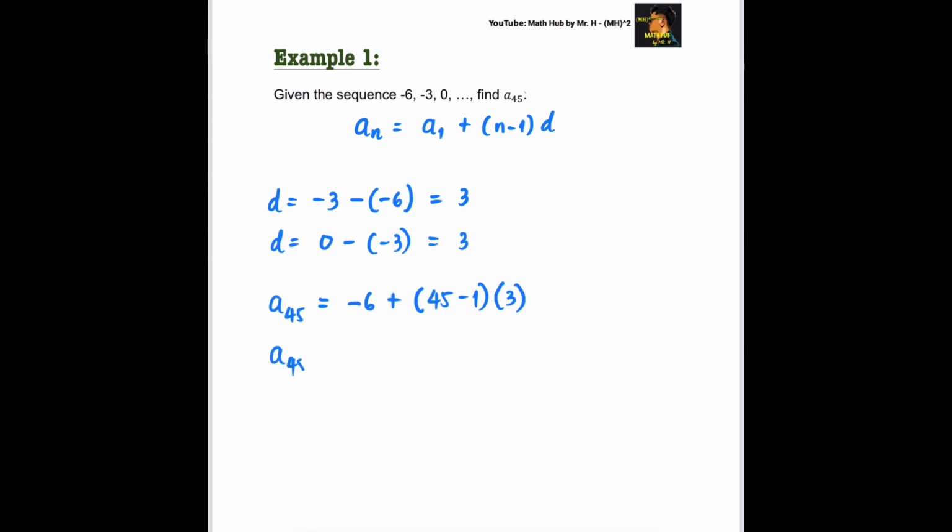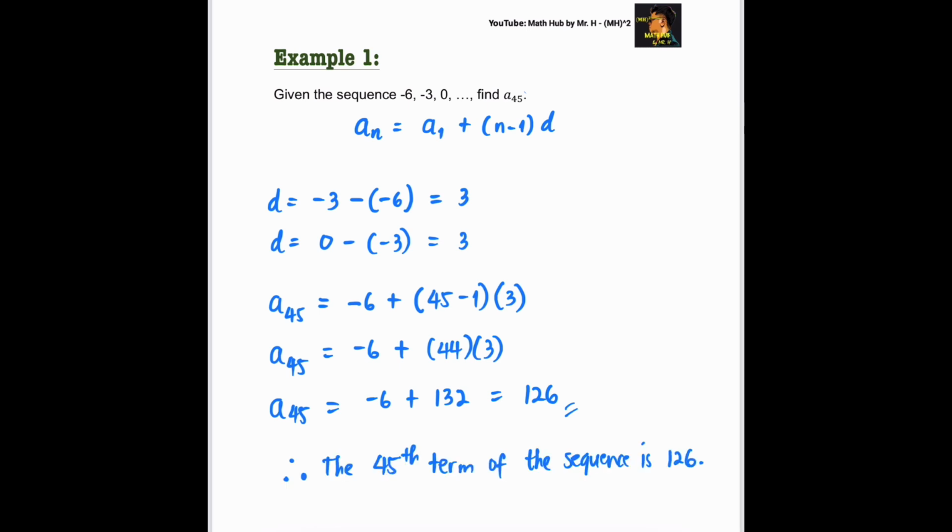And then we simplify. So -6 plus 45 minus 1 is 44 times 3. So a sub 45 equals -6 plus 44 times 3, which is 132. And 132 minus 6 is 126. Right? So that's the answer. The 45th term of the sequence is 126.